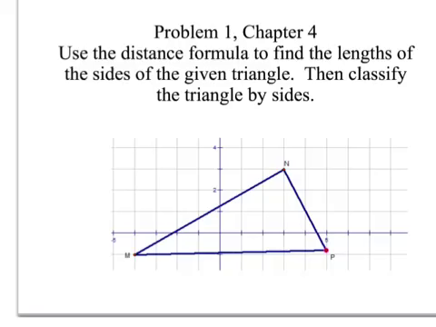Our goal in this problem is to classify the triangle by sides. In order to do that, we're going to first find the location for points M, N, and P, and then we're going to use the distance formula to find the lengths from M to N, then N to P, then P to M.